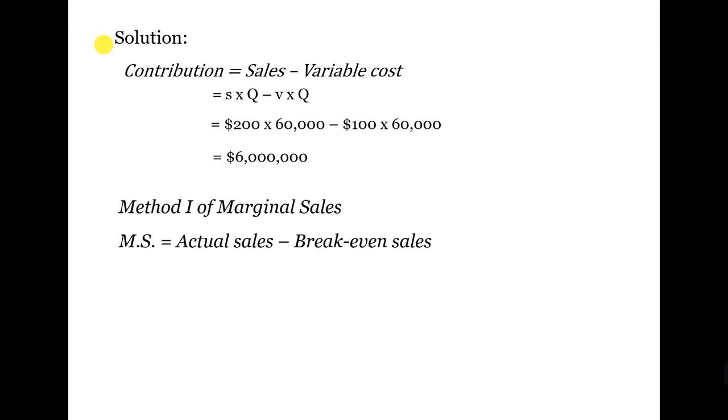Now when it comes to margin of safety, the formula for margin of safety under method 1 is the difference between actual sales and break-even sales. From the substituted values to the formula, the result is $11.6 million for margin of safety under the method 1 solution.